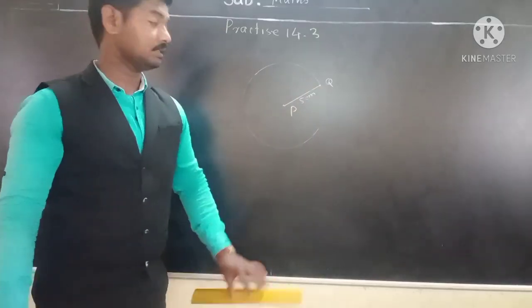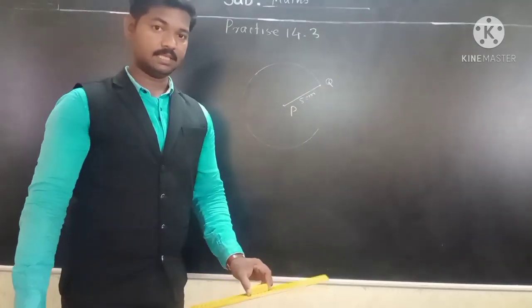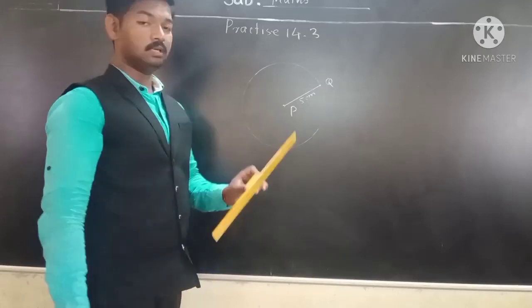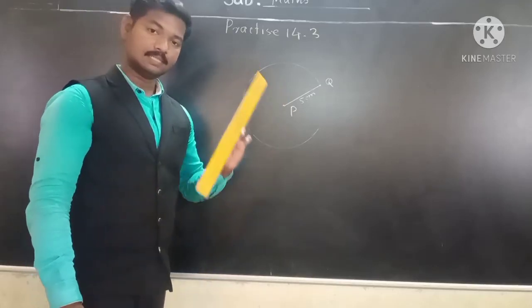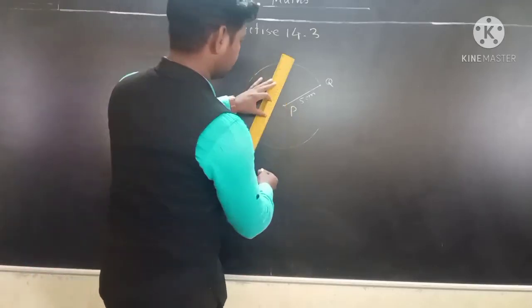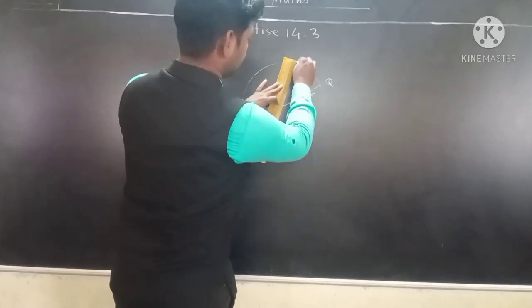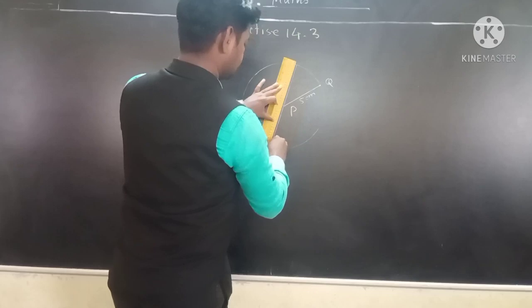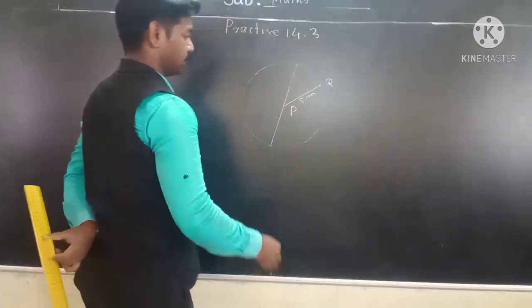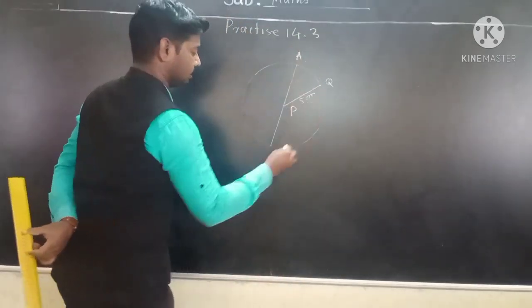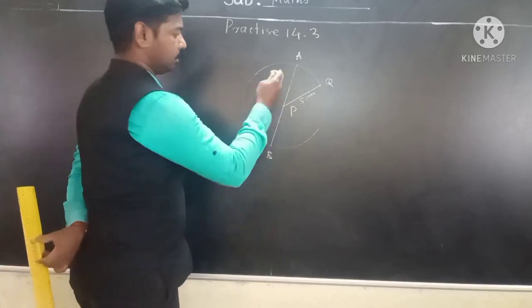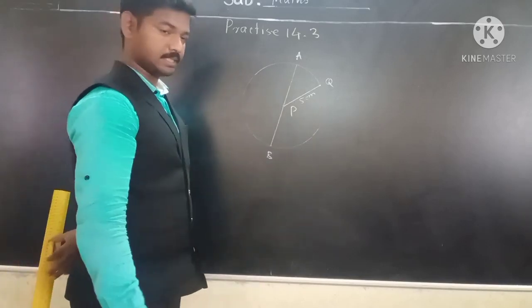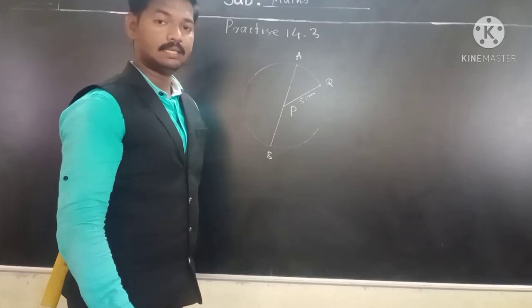Then we have to draw a diameter. As we have seen, diameter means the chord which passes through the center of the circle. Okay. So I will draw a chord. See, anyhow you can draw. The chord should be passing through the center of the circle. Okay. I will give the names A, B. If a chord passes through the center of a circle, then it is known as diameter.